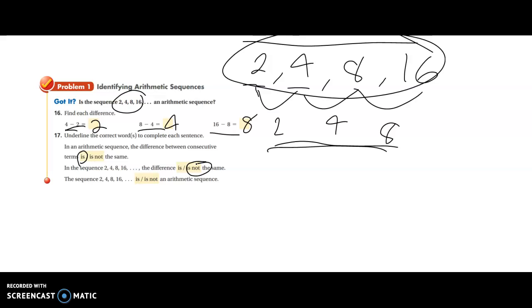And the sequence 2, 4, 8, 16, we can conclude that it is not an arithmetic sequence because it does not have a common difference. So let's circle this not. And that's the final answer.